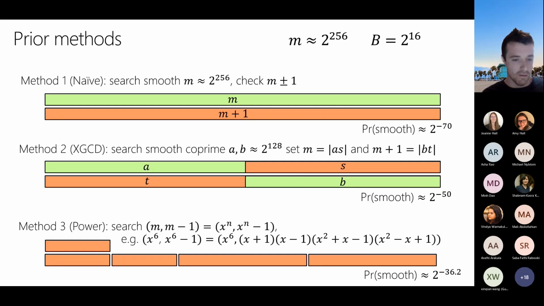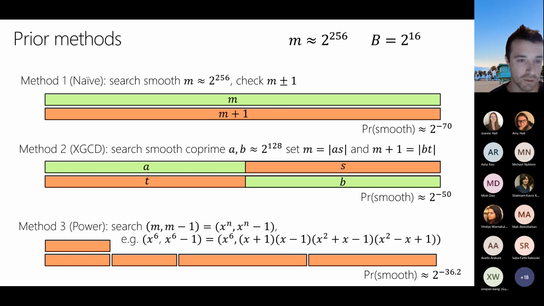So these are the methods that I looked at or stumbled upon in the early days of trying to solve this problem. Now, the first one, method 1, is this naive method. The stuff in green on this slide is stuff that we're insisting is smooth, or that we're inputting as smooth, and the stuff in red is something that we're hoping turns out to be smooth.